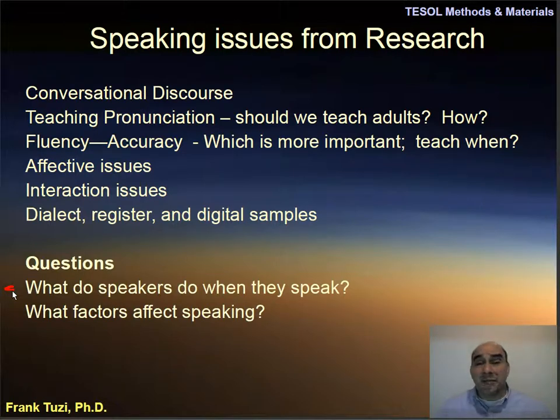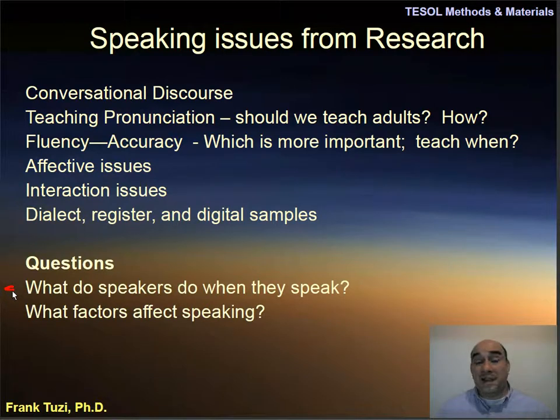So we want to be careful of the issues of affect and interaction, depending on age. When they're littler, there are fewer affective issues. Again, make it fun for the kids, and they'll practice speaking all day. There are some other issues: dialect, register, and digital samples.